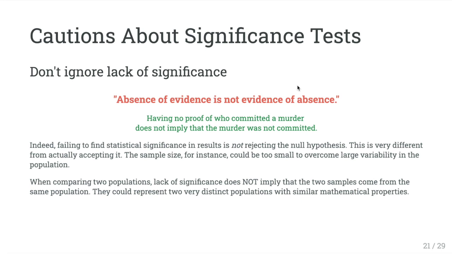When it comes to significance, we may not reject the null, which means we have an absence of evidence. We don't have evidence. But it is not evidence that the null is actually true. So just because we get a non-significant result, that is not evidence in favor of the null. That is just a lack of evidence against it.